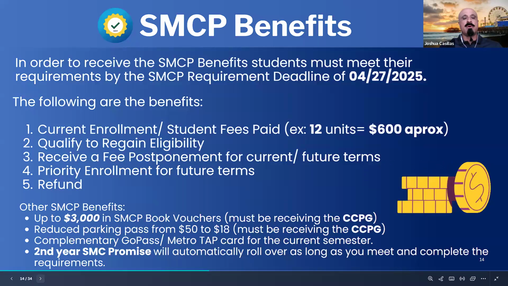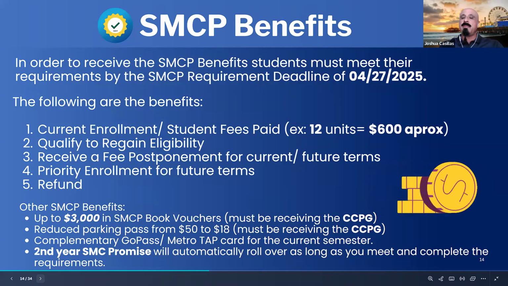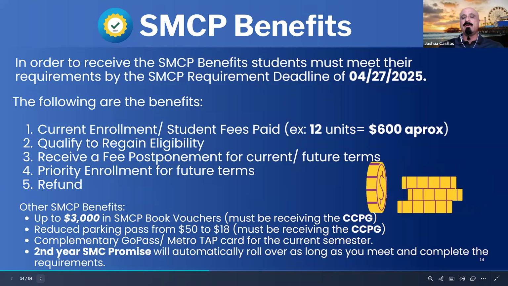A fee waiver pays for your enrollment fees, which is basically your classes, and you would have to pay out of student fees, right? Out of pocket. If you're meeting the requirements for SMC Promise, both your enrollment classes and your student fees are paid for. If you're enrolled in 12 units, as an example, 12 units is approximately $600. That will be paid for right away on April 27, 2025, if you're meeting the requirements, okay? You can enroll in more units and we'll still pay out whatever the amount comes out to, right? But you have to meet the unit requirements.